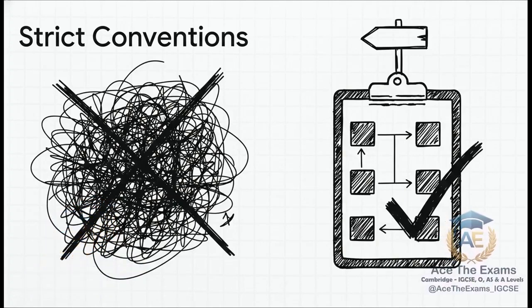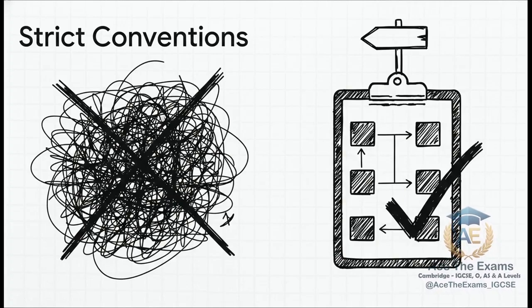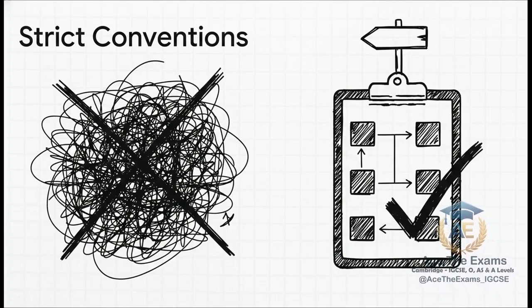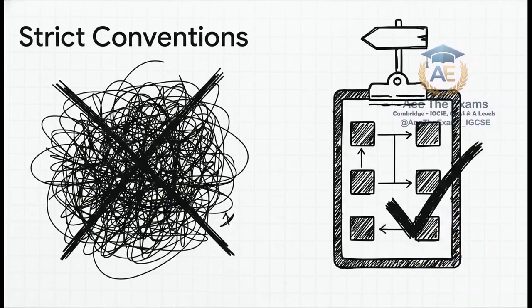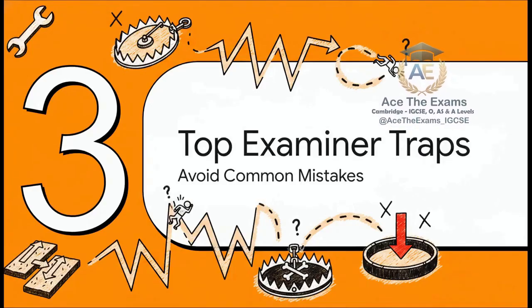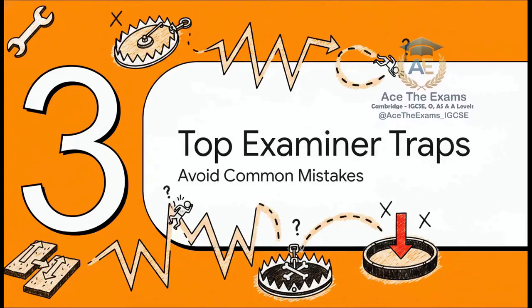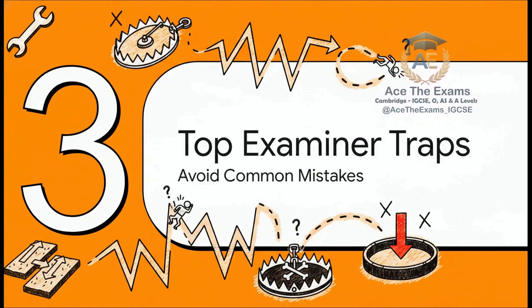You could be a mathematical genius, but if your work is a chaotic mess scribbled in the margins, the examiner cannot and will not award you those vital method marks. Clear annotation acts as a signpost. It proves practical application, and it is exactly what Cambridge is looking for. Let's pivot now to the Insider Intelligence segment, the top 3 examiner traps.